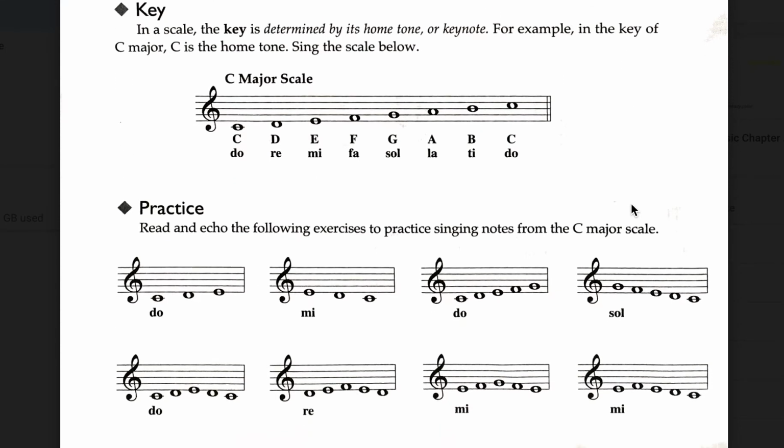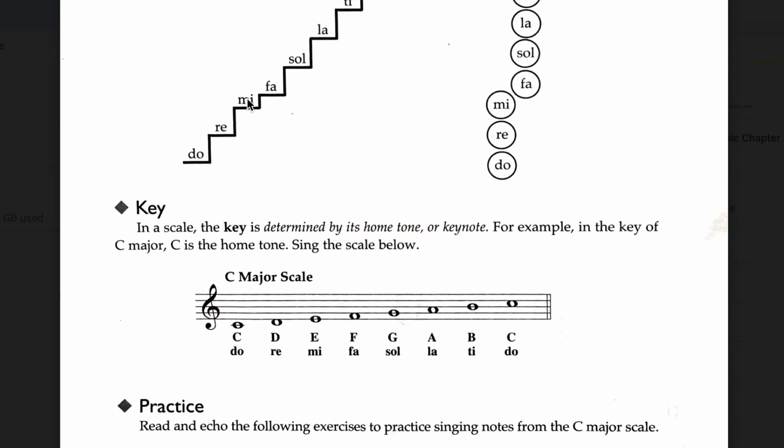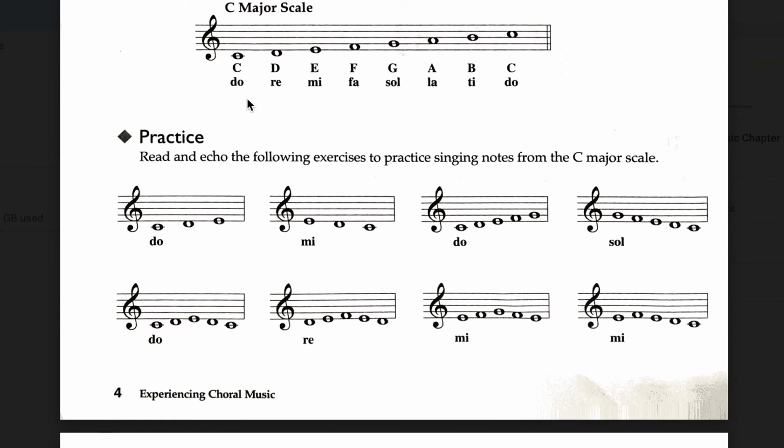Now, in a scale, the key is determined by its home tone or key note. For example, if this is the key of C, C is the home tone. If we were to sing this scale, just saying the letter names, we would go C, D, E, F, G, A, B, C. Or if we were to do solfege, same as what we just saw, it would be do, re, mi, fa, sol, la, ti, do.